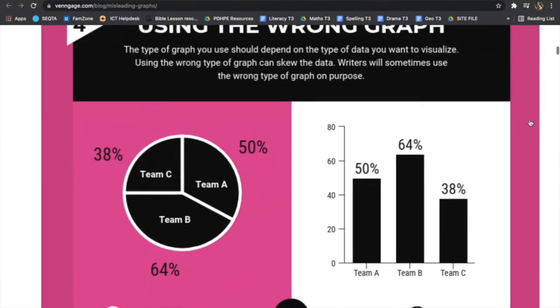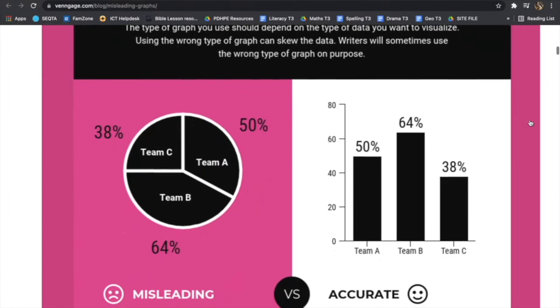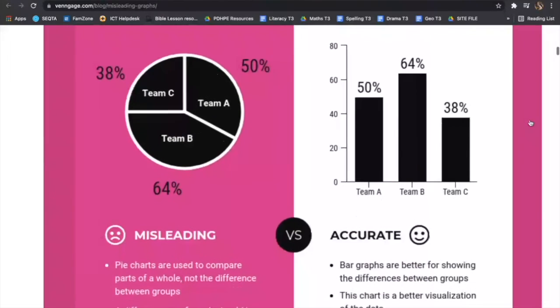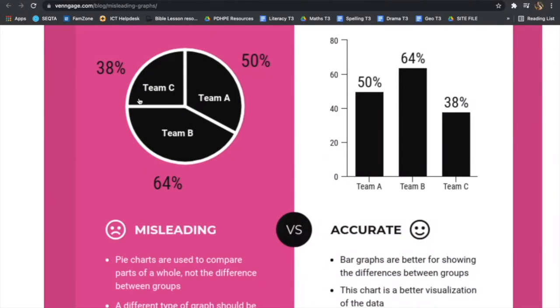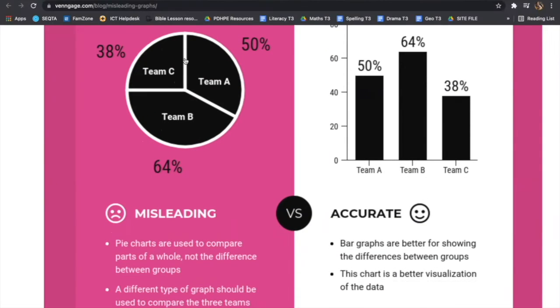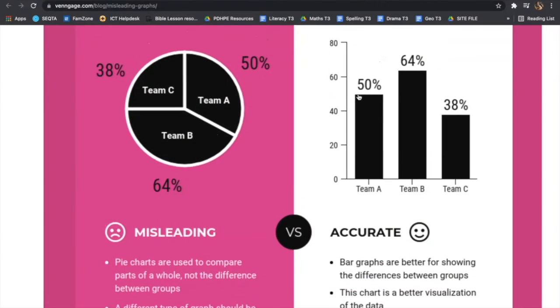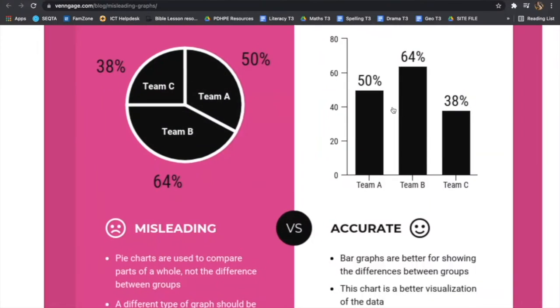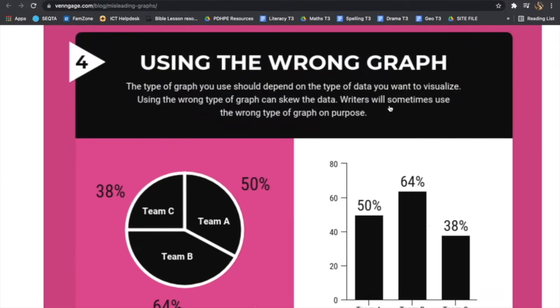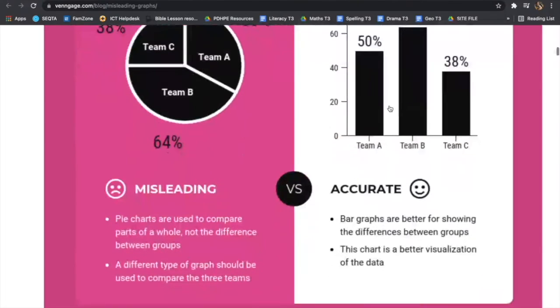Number 4, we've got using the wrong graph. Now, depending on the type of information you've got will determine what graph you use. This is an example of an inaccurate or misleading pie graph. All pie graphs show information part of a whole. Now, does 38% plus 50% plus 60% add to 100%? No, it doesn't. It's clearly misleading. Team C, A, and B should be shown side by side in a bar graph. With a bar graph, it doesn't need to add to 100%. So this is just all about using the right graph for the right information.